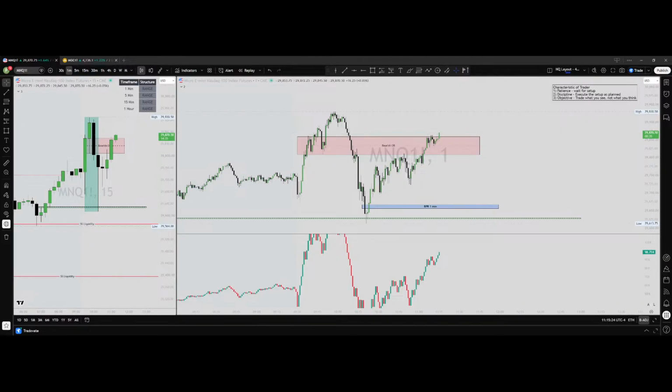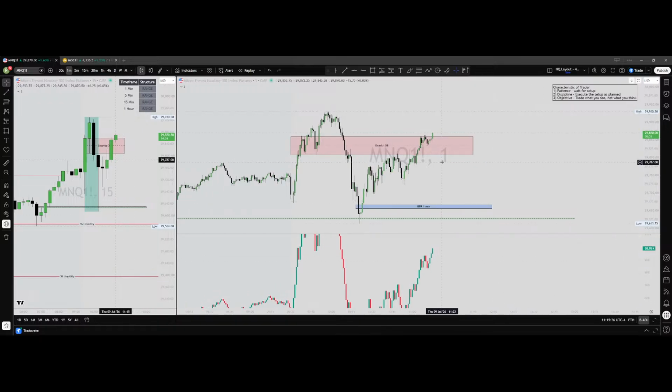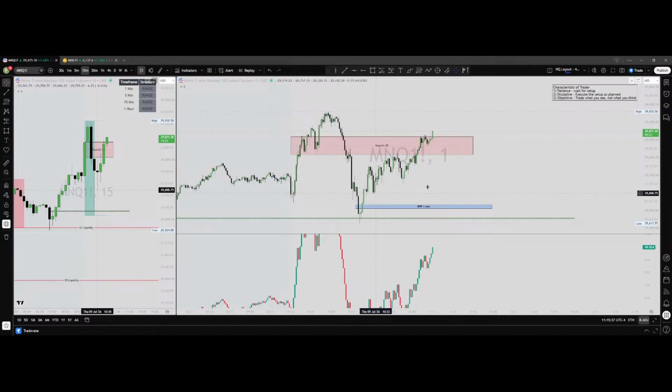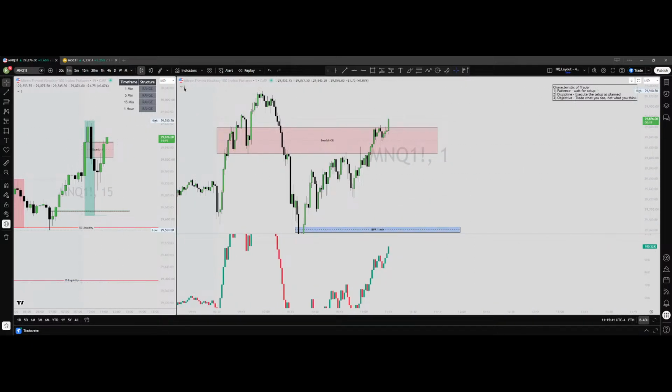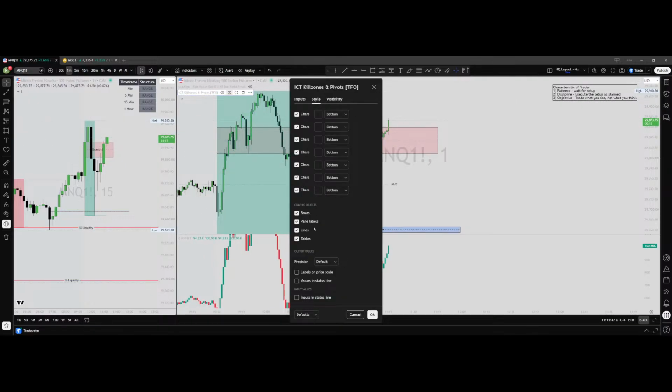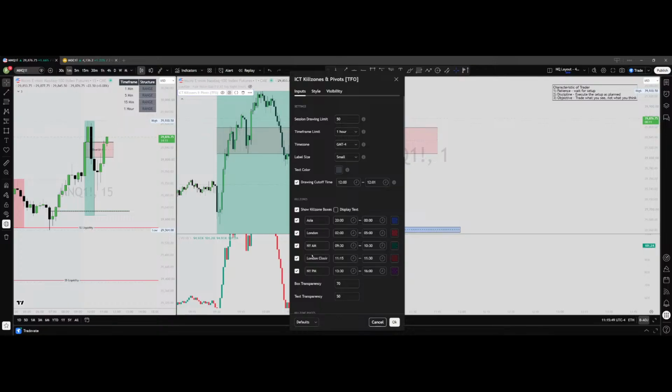Okay. Be ready. If we get this, we might get a fair value gap here as well, which will also be a good indication if this 15-minute closes up higher. Or let me see. Do I have any closing session? Yeah, we do.